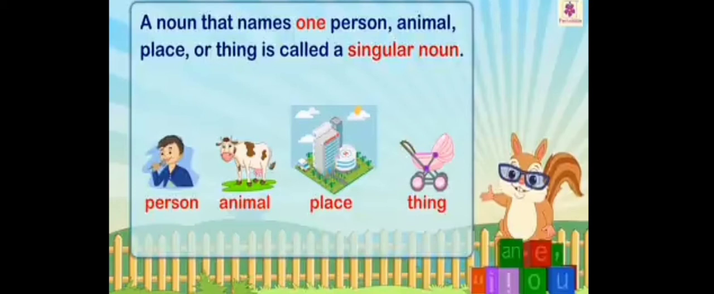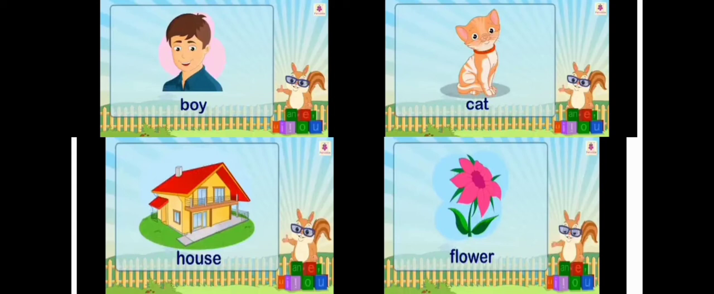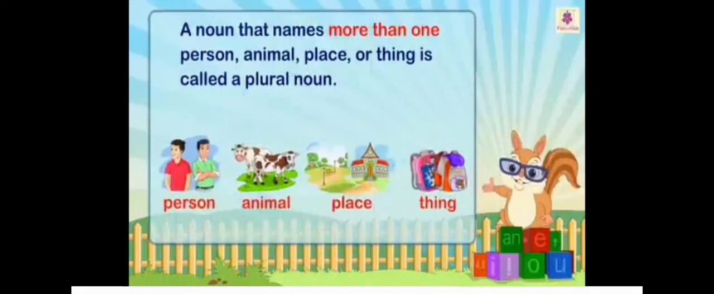Students, what you have to remember? Singular means only one. For example, a boy, a house, a flower, a cat. Now, see the definition of plural nouns. A noun that names more than one person, animal, place or thing is called a plural noun. Plural means many. So children, when we are talking about many people, animals, places or things, they are plural nouns.